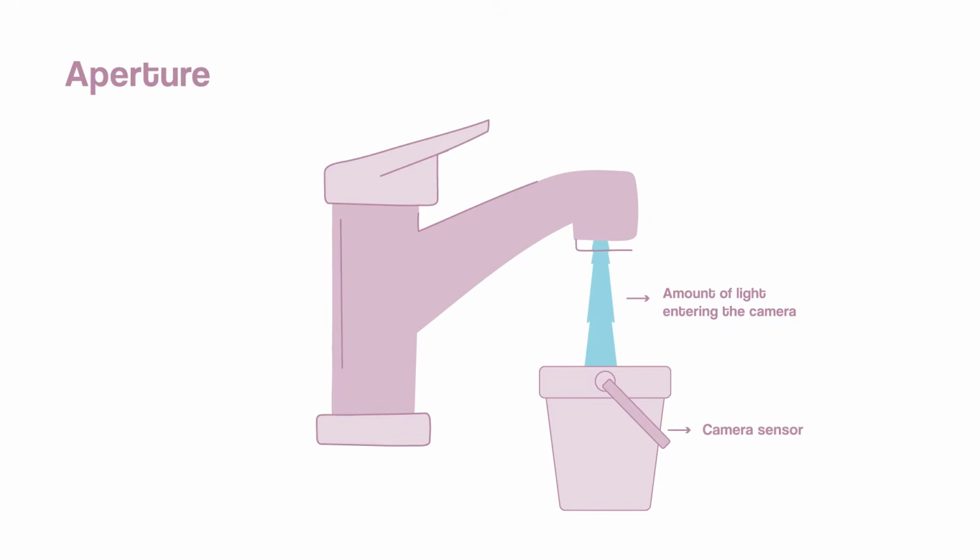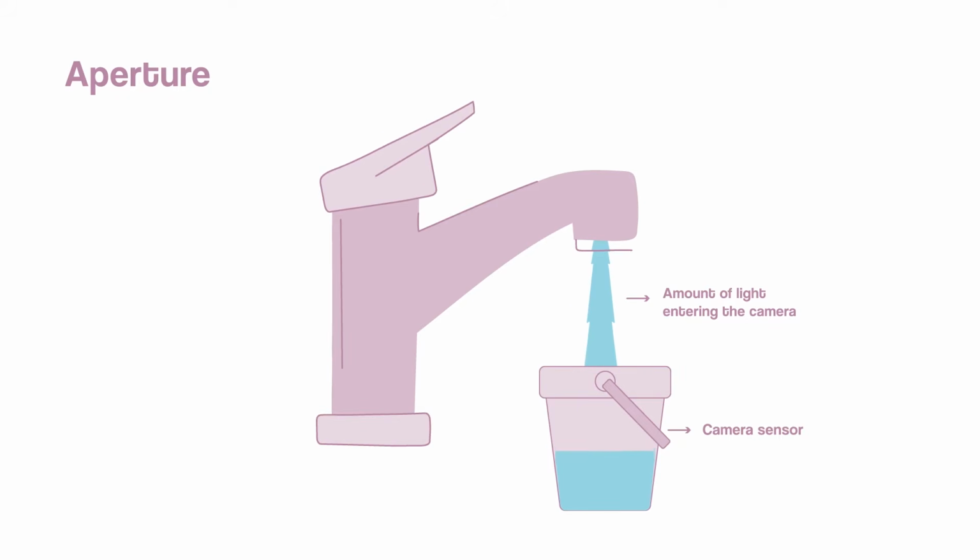Let's use a water tap as an example to really visualize how exposure works. Imagine you have a water tap and you want to fill a bucket with water. The flow of water represents the amount of light entering the camera, and the bucket is the camera sensor. The aperture can be compared to the amount of water coming through the tap opening. Opening the tap wide allows more water to flow, just like a larger aperture lets more light in.